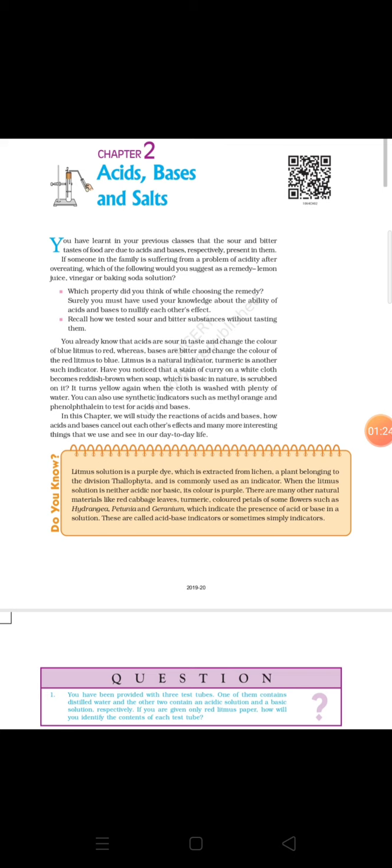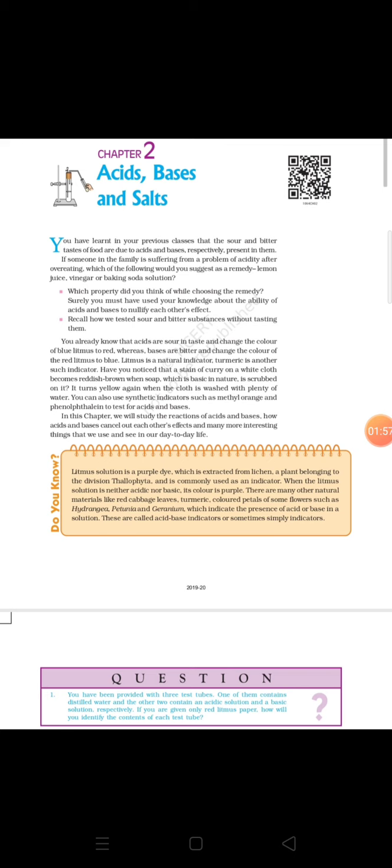So it is given here, which property did you think of while choosing the remedy? Surely you must have used your knowledge about the ability of acids and bases to nullify each other's effect. Recall how we tested sour and bitter substances without tasting them. You already know that acids are sour in taste and change the color of blue litmus to red, whereas bases are bitter and change the color of the red litmus to blue.